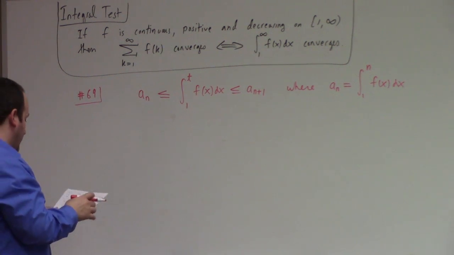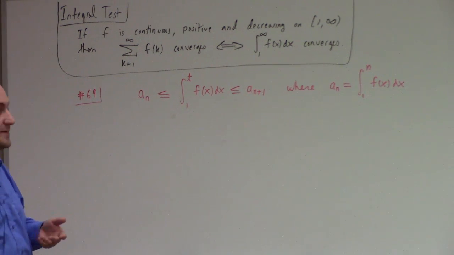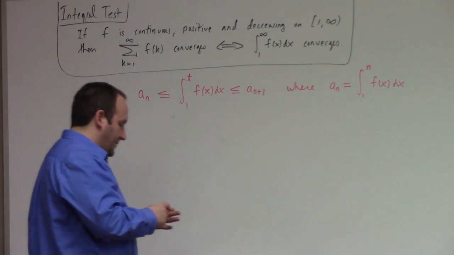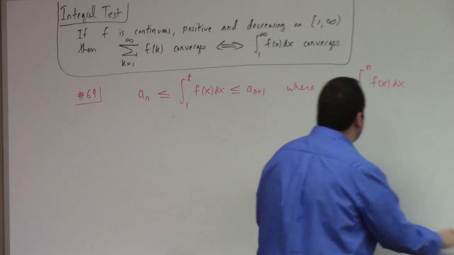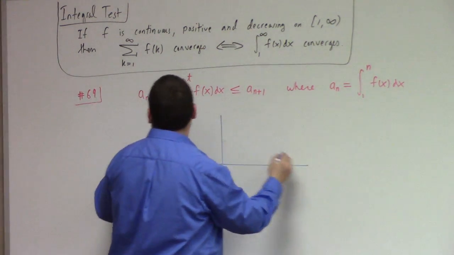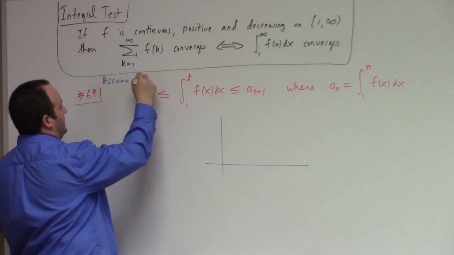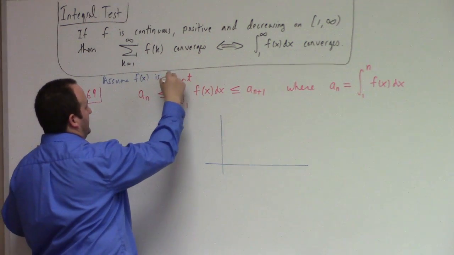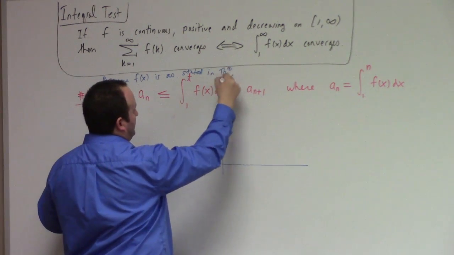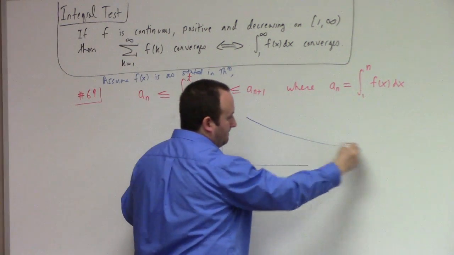I think, and in here, of course, we're also assuming that f is continuous, positive, and decreasing. It satisfies the criteria for the integral test. Let's see if we can't draw a picture to understand why this inequality should be true. Assume f of x is as stated in the theorem: continuous, positive, decreasing. What's its graph look like? It's something like this, right?